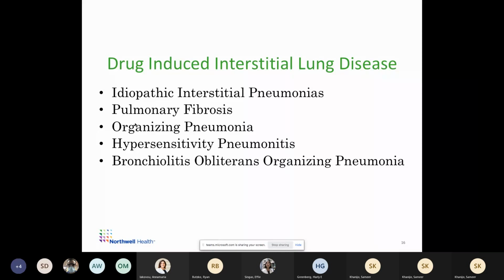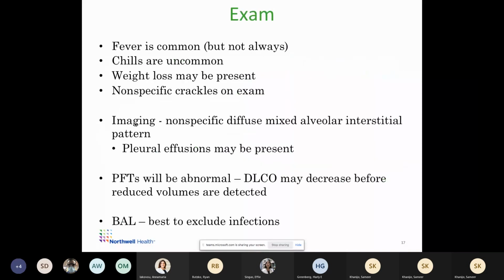What this talk is really about is drug-induced interstitial lung diseases. That incorporates the idiopathic interstitial pneumonias, pulmonary fibrosis, organizing pneumonia, hypersensitivity pneumonitis, and bronchiolitis obliterans organizing pneumonia. The exam is benign. Fever is common, but not always. Chills, some weight loss, some nonspecific crackles.